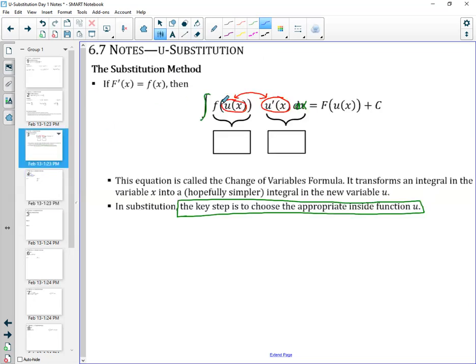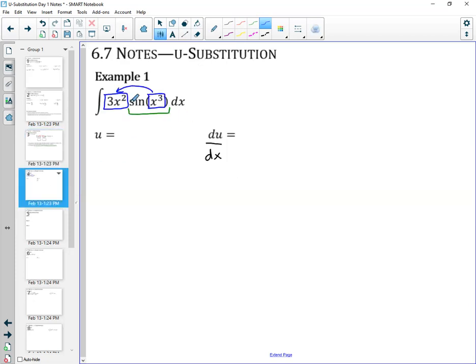That's kind of what I was trying to get at when I said the derivative of this inside function should be sitting in the integral. It should appear somewhere as part of the integrand. Here the inside function is x cubed, and the 3x squared is sitting somewhere inside that integral. That means I can probably use substitution. When it's set up like this, I want to choose this inside function, whatever's inside the sine, as u. So u is x cubed.